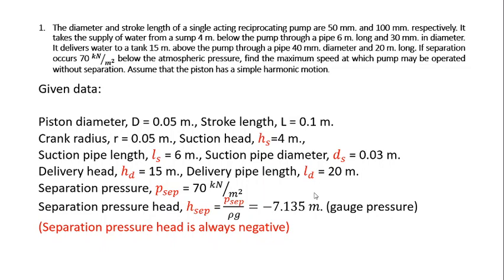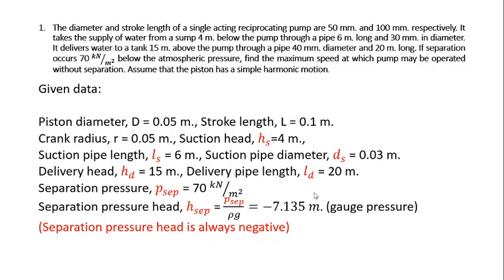Separation pressure is given, which is 70 kilonewton per meter square. See here, we have been given the separation pressure, not the pressure head. Separation pressure is 70 kilonewton per meter square. So we have to convert this separation pressure into separation pressure head.